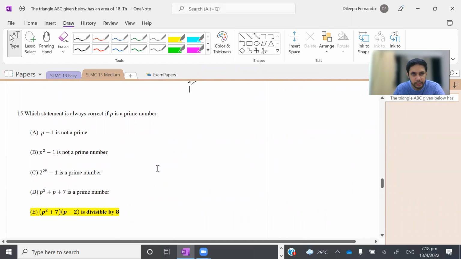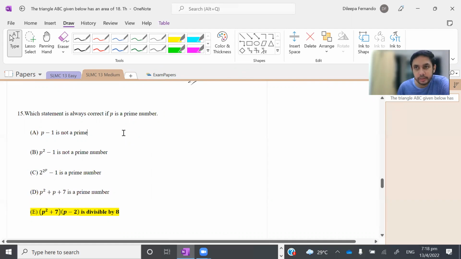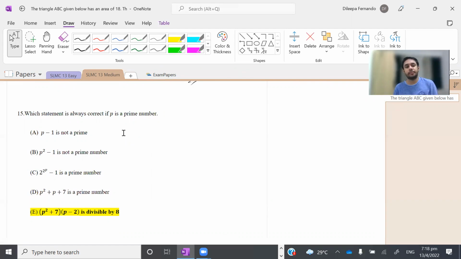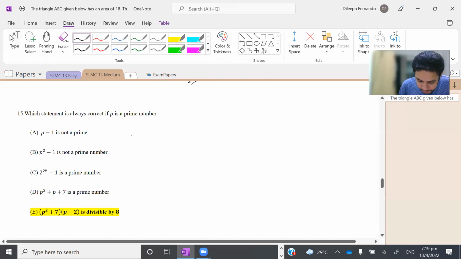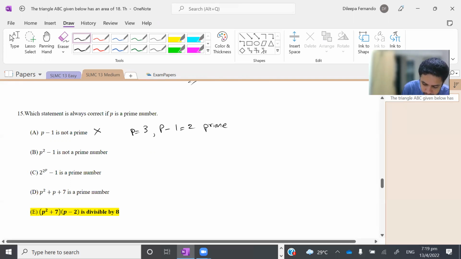Now question 15. Which statement is always correct if p is a prime number? Okay, so we start from A. Some of them just have counterexamples. So p minus 1, we can start from a very small number. If p equals 3, p minus 1 is 2, which is a prime number. So that means this is wrong. B: p squared minus 1 is not a prime number. Okay.